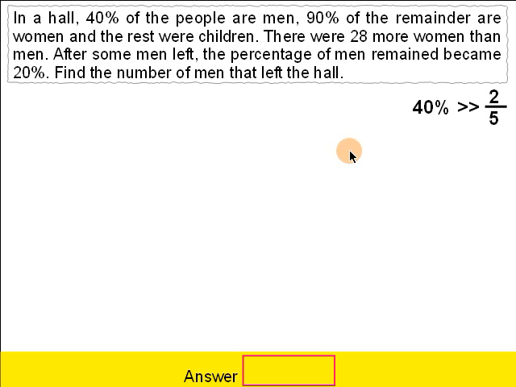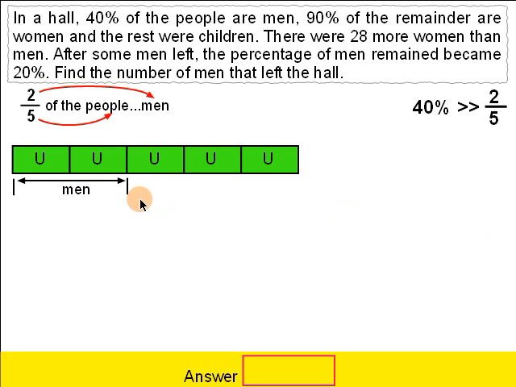Alright. So, it means that in the hall, 40% of the people are men is equivalent to, in the hall, 2/5 of the people are men. Alright, from here, we know that the total number of people represents 5 units and 2 units are taken up by men. So if total 5 units and 2 units taken up by men, therefore the remaining 3 units are called the remainder.